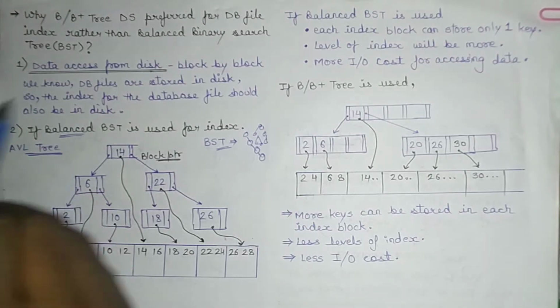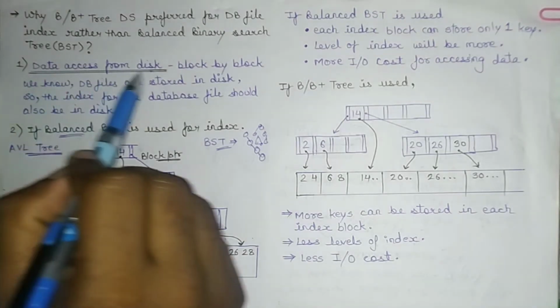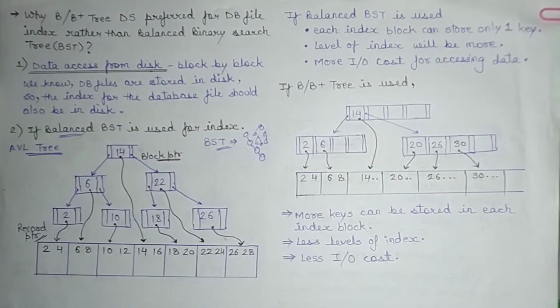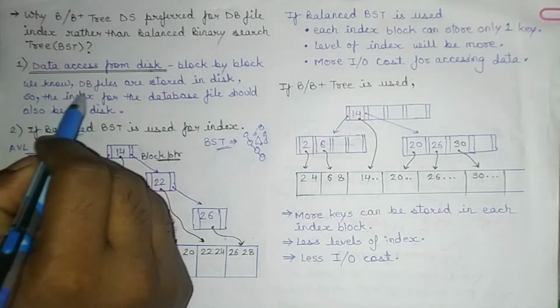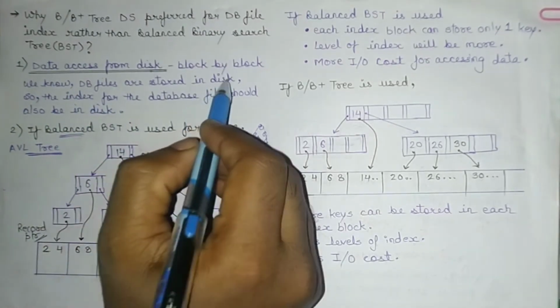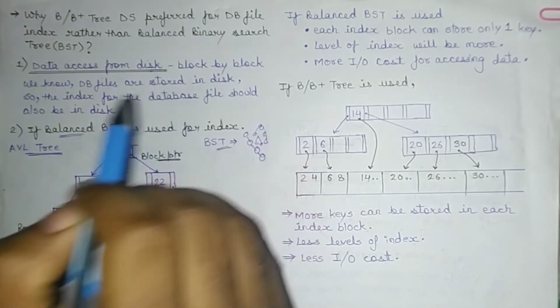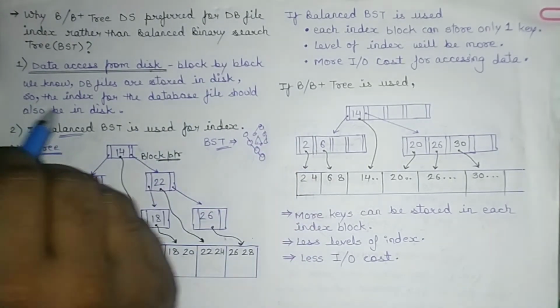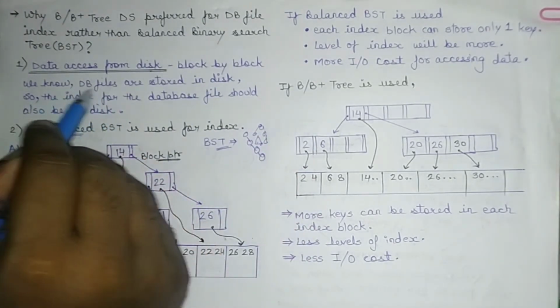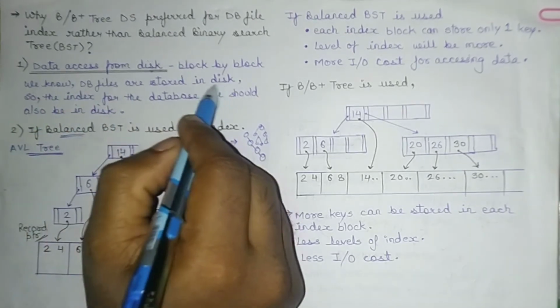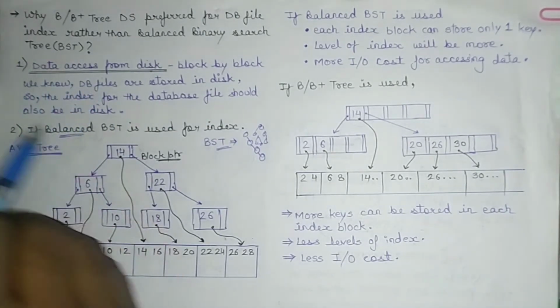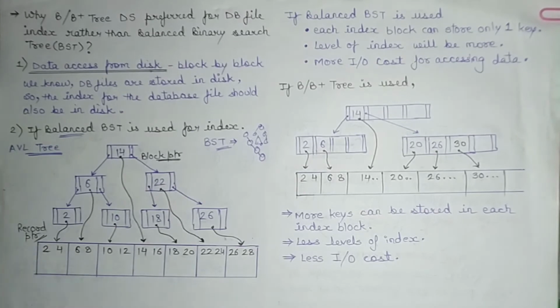In the first point you can see that data access from disk is in a block by block manner. Whenever we are trying to access any data from disk or the secondary memory, it should be in a block wise manner. And we already know that the database files are generally stored in the disk, which is nothing but the secondary memory. So the index file for that respective database file should also be stored in a disk, right? This is generally a recalling of the previous concept.